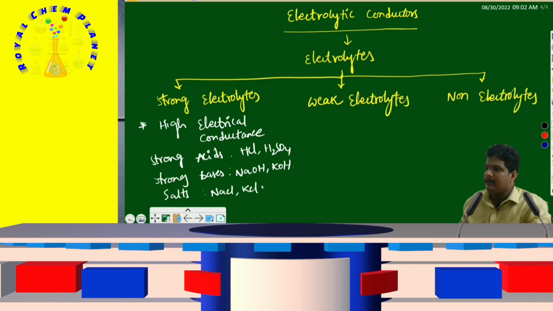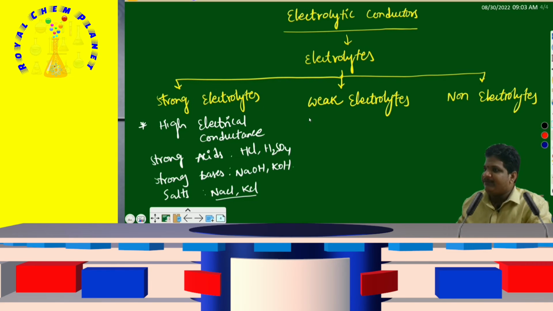These salts belong to group 1 and group 2 metal ions, the halides of alkali and alkaline earth metals. They show high electrical conductance in solution state or molten state. Why can strong electrolytes produce high electrical conductivity? Because these substances undergo 100% dissociation in aqueous media. Strong electrolytes are the substances which undergo 100% dissociation in solution state or molten state.